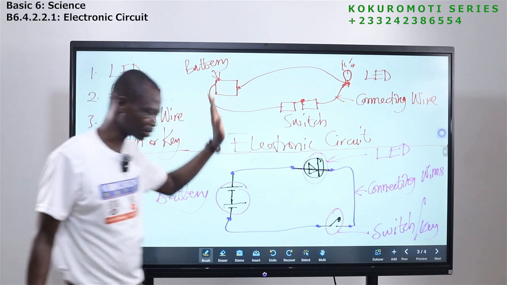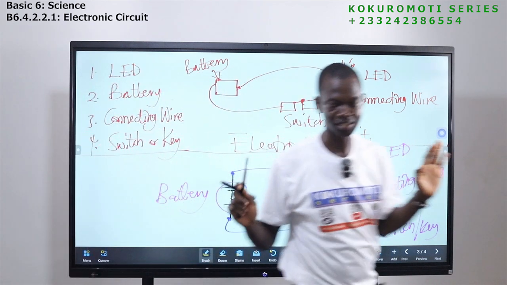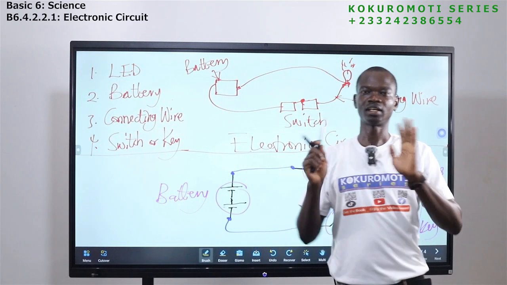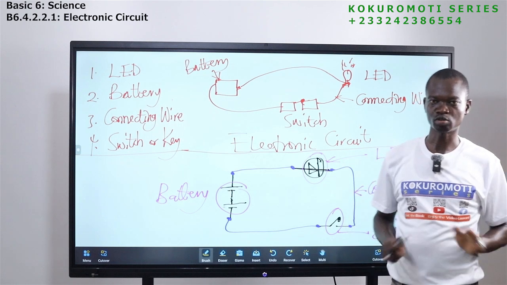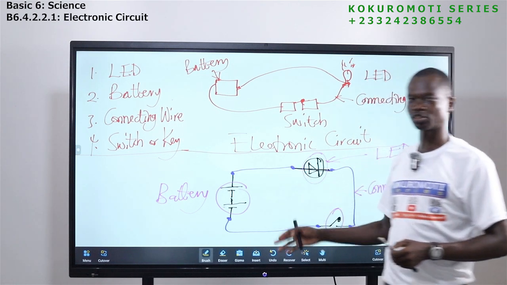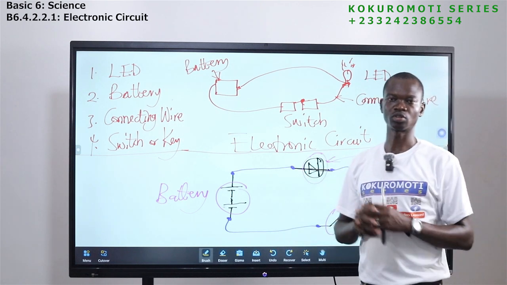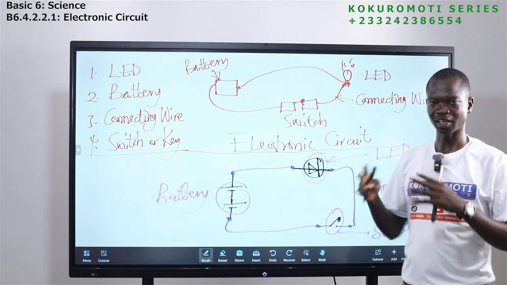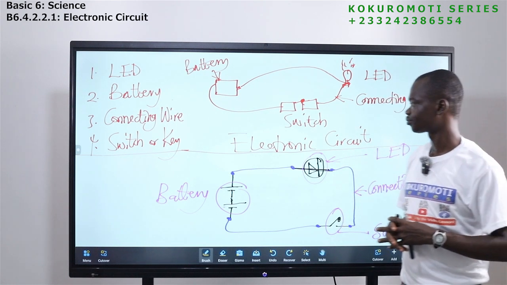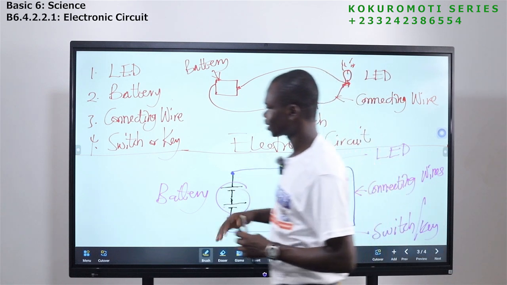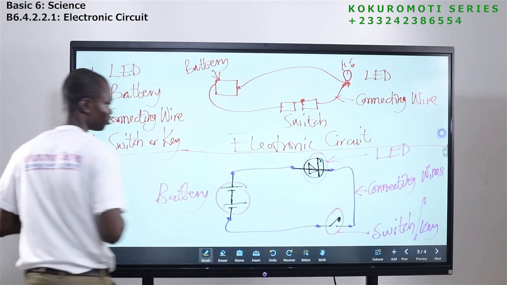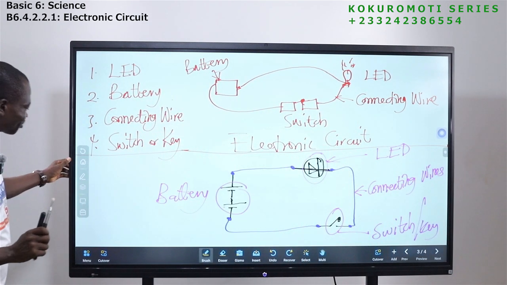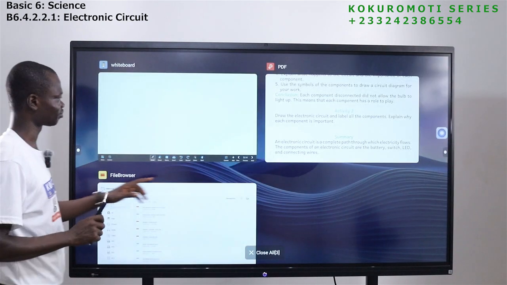Here we don't use symbols, but here we use symbols. That's the difference. So you should know what a circuit diagram is. Anytime you are asked to draw a circuit diagram, you are expected to use symbols. To draw an electronic circuit, you don't. Okay, so that is that. You've seen the components, and I believe everything is okay now. Okay, let's go back.